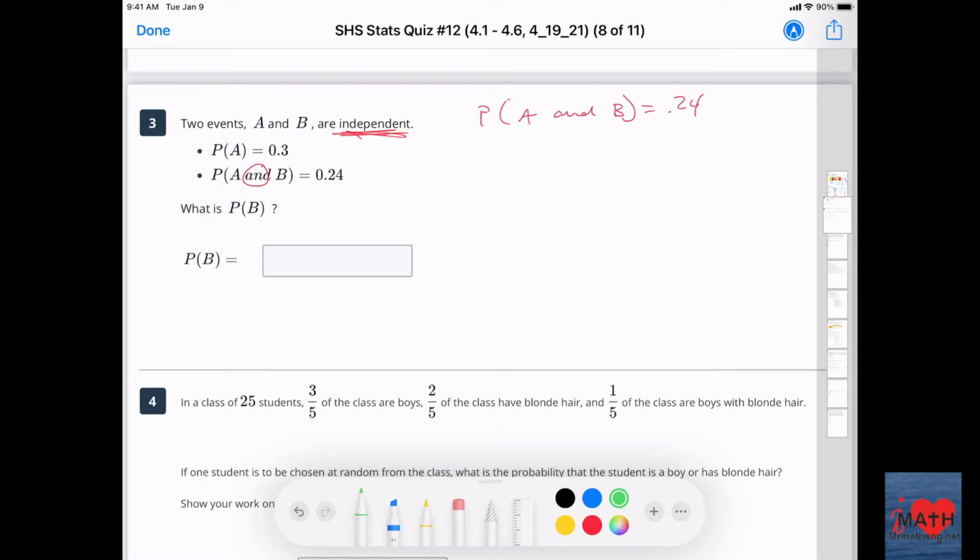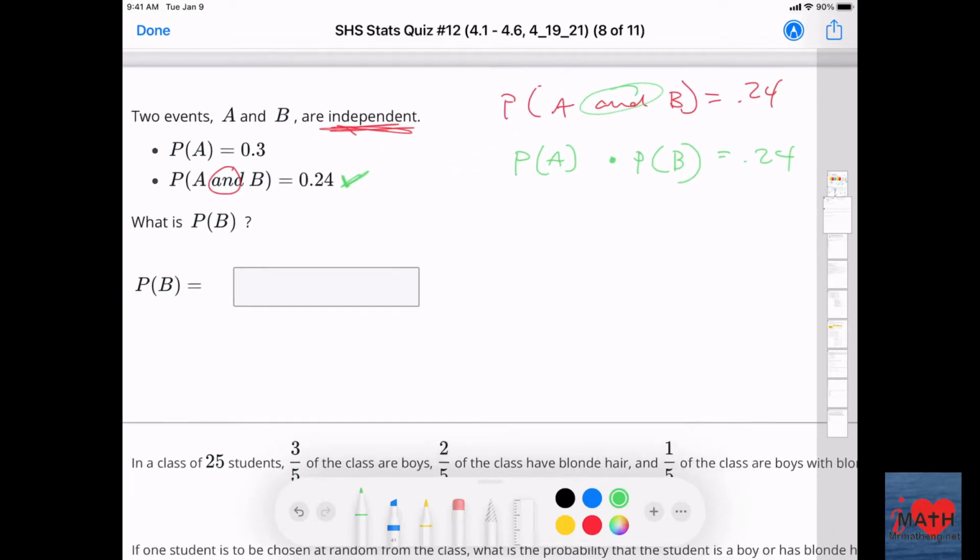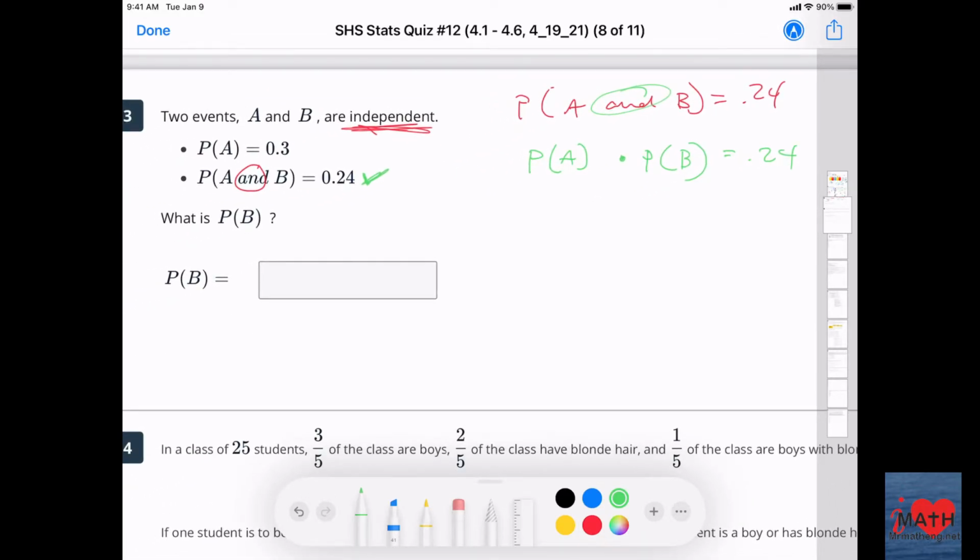Here, these are all puzzle pieces, so we wrote this one down. Okay, let's interpret this one. That one turns into multiplication. The probability of A times the probability of B equals 0.24. Now let's use this puzzle piece. Probability of A is 0.3. Every time I see probability of A, I can write 0.3.